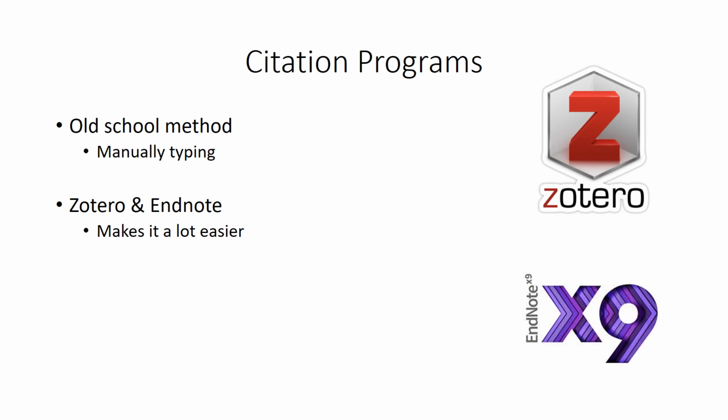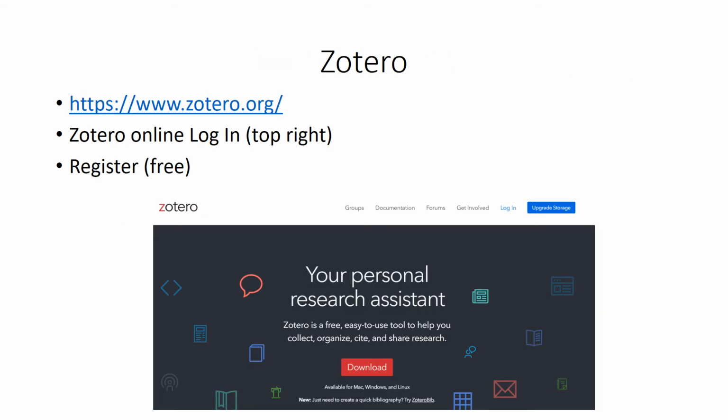We'll go over Zotero and how to use it. I personally use Zotero when writing papers, and I find it a lot easier to use compared to EndNote. However, some other professors and other researchers love EndNote compared to Zotero. It's all personal preference. Please click on the link which will take you to the main page for Zotero. Once you're there, go to the online login, which is in the top right corner, and register. It is free to register and free to use.